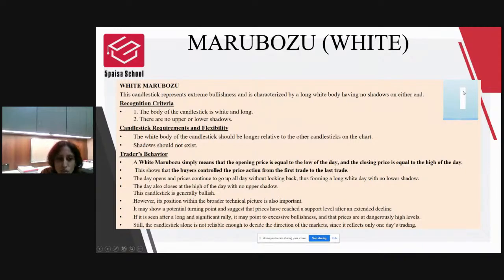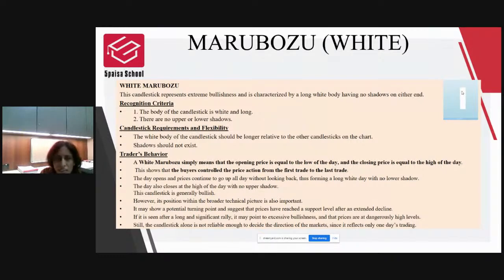This shows that the buyers control the price action from the first trade to the last trade. The day opens and prices continue to go up all day without looking back, thus forming a long white day with no lower shadow. Right? And the day also closes at the high of the day with no upper shadow. So neither is there a lower shadow nor an upper shadow, and as I said, this generally indicates a bullish sentiment.